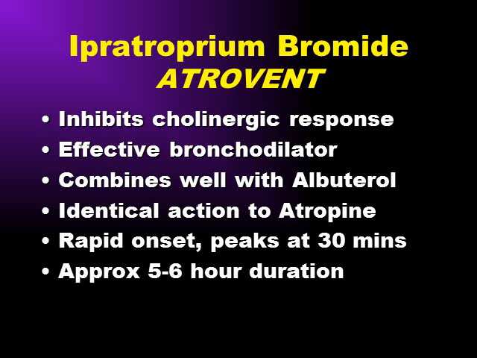So relieving the patient of any action of the parasympathetic on their lungs helps the albuterol work better. So it often combines well. Medications that are a mixture of the two may be referred to as Combivent or DuoNebs. Atrovent has a rapid onset and it peaks at about 30 minutes and it lasts for up to 6 hours. Rarely is it necessary to give more than one dose of Atrovent.